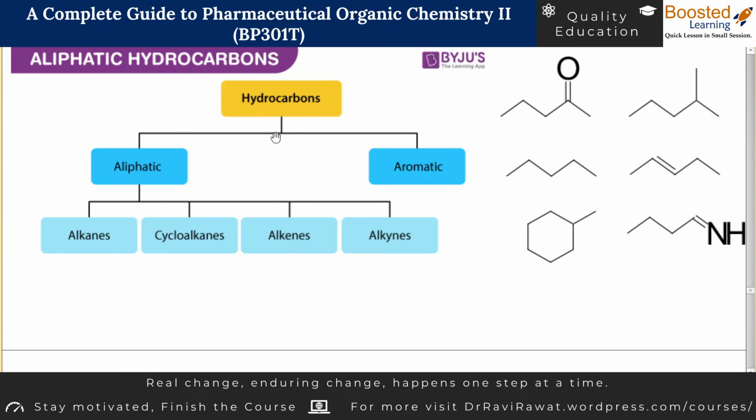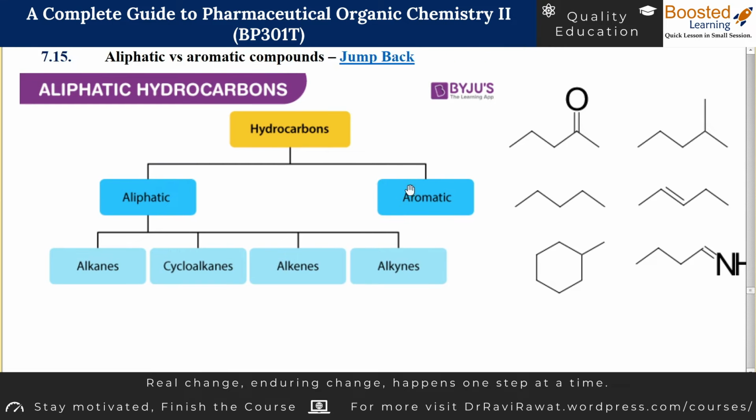When hydrocarbons are taught to chemistry students, we classify the hydrocarbons into two different types. One term is aliphatic and the other is aromatic. So previously, we tried to differentiate aromatic compounds from the aliphatic compounds.